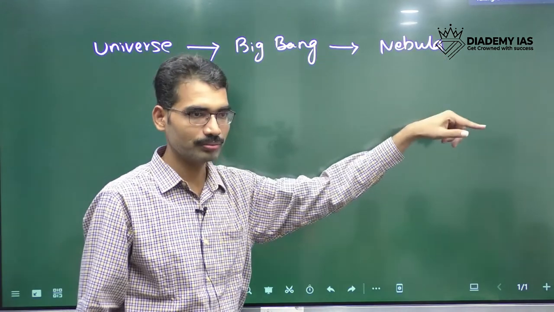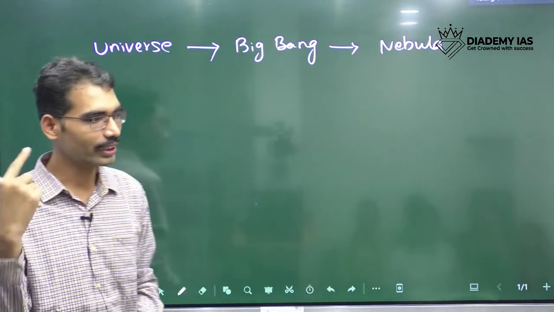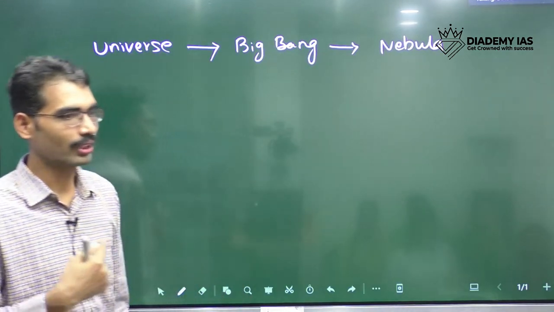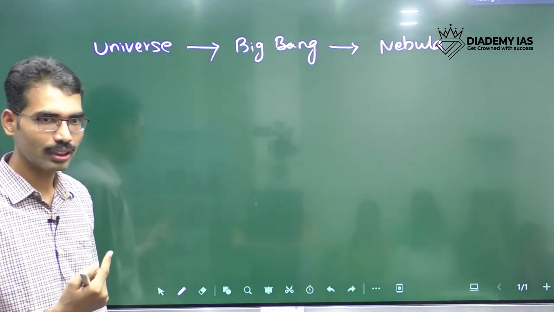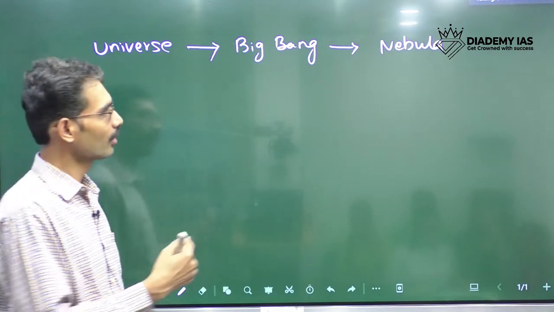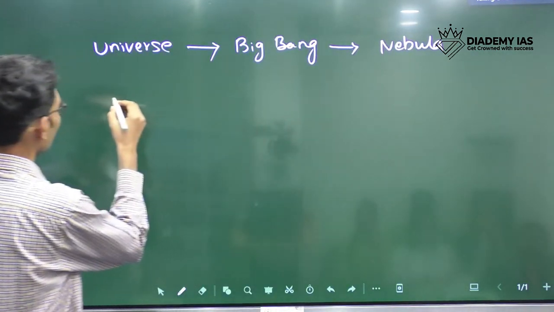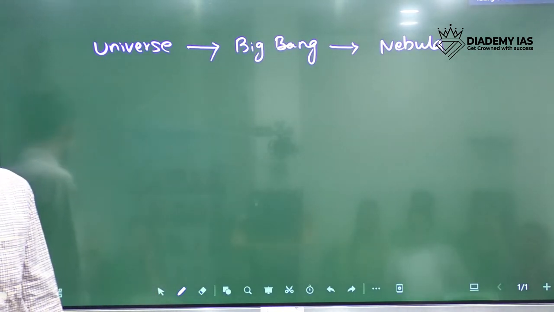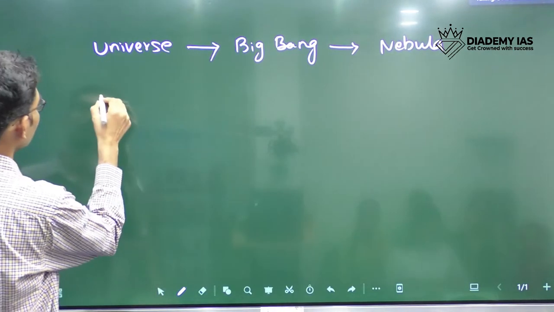Now this nebula, when it's rotating around the galaxy, and suppose if it is Earth, Earth is rotating on its own self and also around the Sun. What is the motion around its own axis? Rotation. Around the Sun? Revolution.